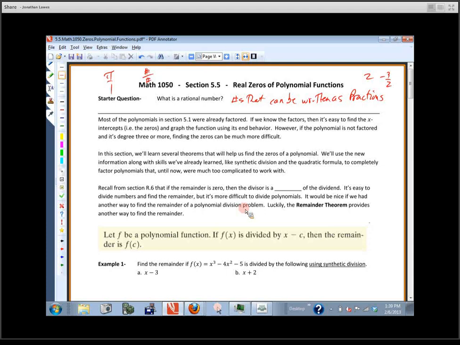But if it's not factored, then it becomes a bit of a pain to figure out what the zeros are, especially if it's a 3rd degree polynomial or a 4th degree or a 5th degree. If those aren't factored, they're a huge pain. So in this section, we're going to explore polynomials a little bit more, and even if they're not factored, we're going to be able to find what all the zeros are.